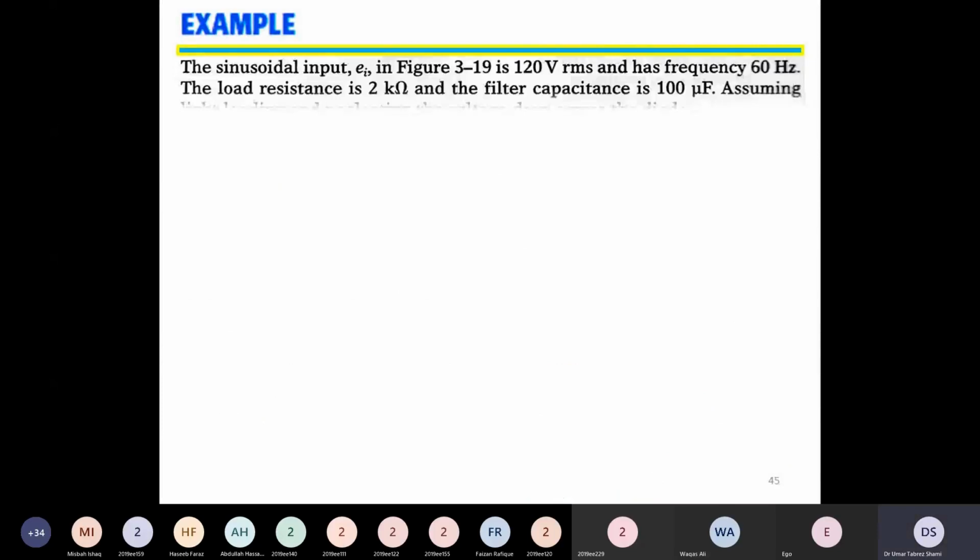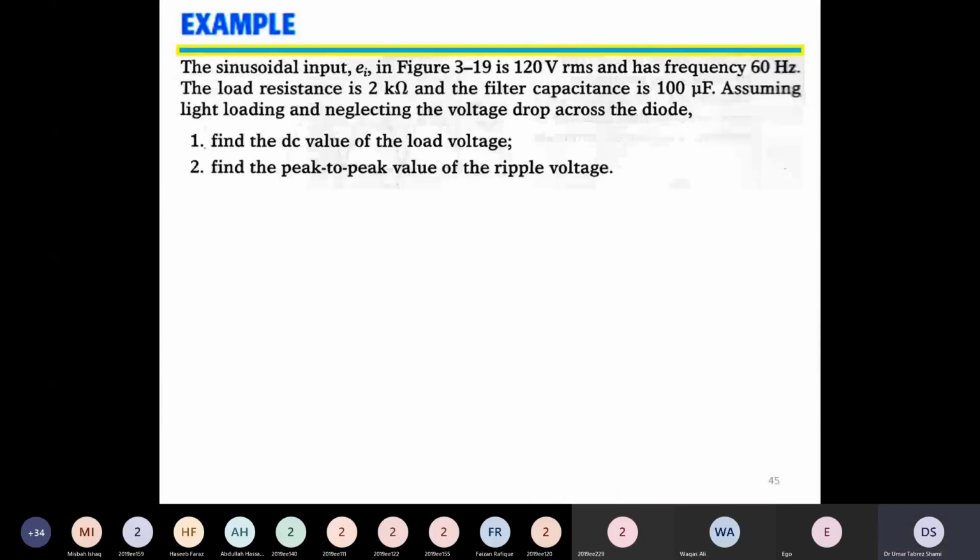So now let us come to an example. This is the statement of the example. The sinusoidal input in figure 3.19 is 120 volt VRMS and has a frequency of 60 Hz. The load resistance is 2 kilo ohms and the filter capacitance is 100 microfarad. Assuming light loading and neglecting the voltage drop across the diode, find the DC value of the load voltage. Find the peak to peak value of the ripple voltage.